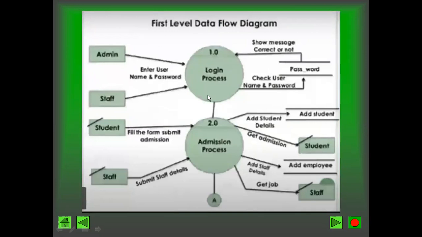Now, for example, see this flowchart. In this diagram, the overall working of that school management system that I was talking about is shown. In it, all the entities are shown in the box. As you can see, there are admin, staff, student. These are all the entities, while the actions of these entities are shown by the arrows. You can see these arrows. These are the actions.